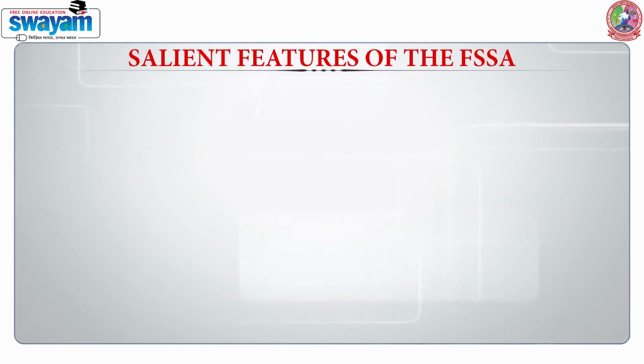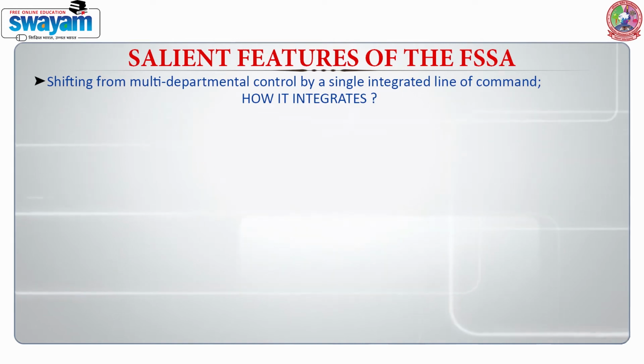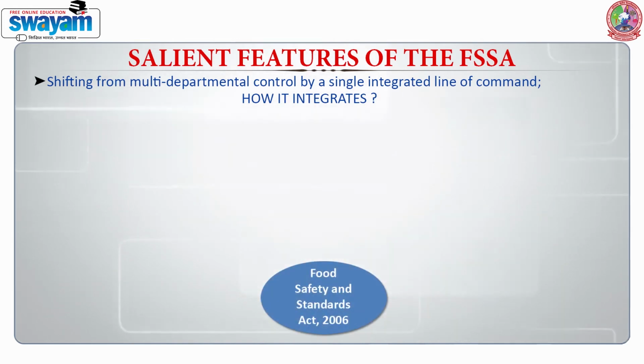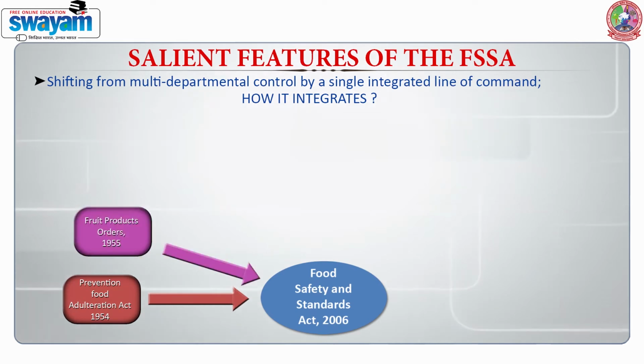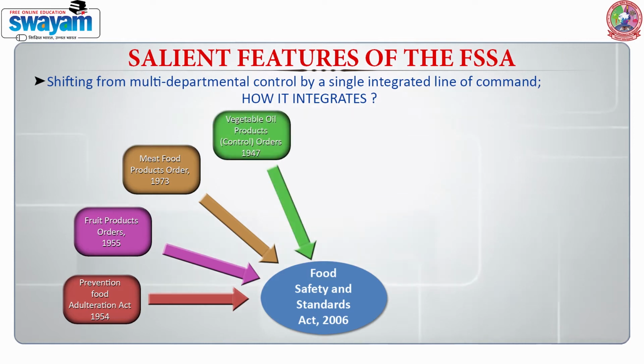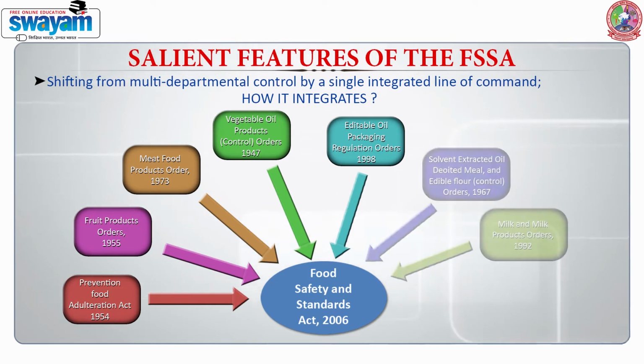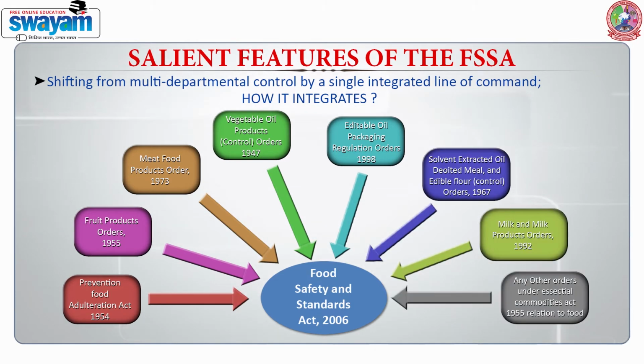Now, coming to the salient features of FSSA, there was a major shift from multi-departmental control to a single integrated line of command. This particular act integrated various laws such as the PFA, the fruit product order, the meat product order, vegetable oil product order, edible oil packaging regulation, milk and milk product order and others.